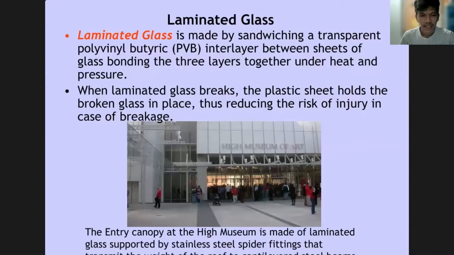Let's discuss laminated glass. Laminated glass is made by sandwiching a plastic interlayer, polyvinyl butyral or PVB, between two sheets of glass, binding the two layers together under heat and compression. When laminated glass breaks, the plastic sheet holds the glass together, thus reducing the risk of injury in case of breakage. As you can see, the entry canopy is made from laminated glass with stainless steel spiral tubes.